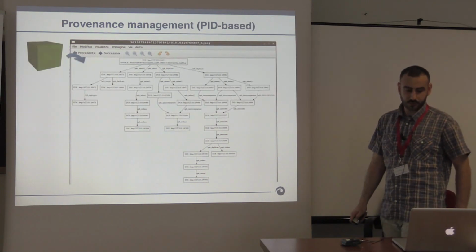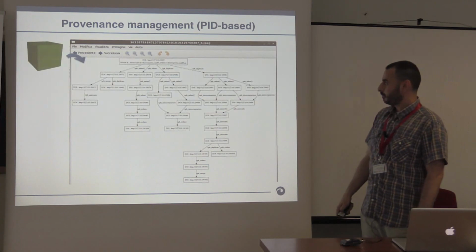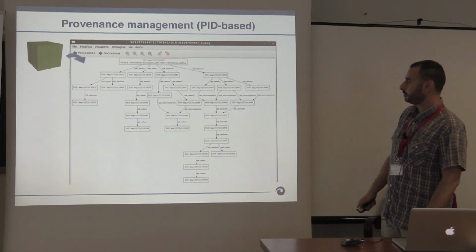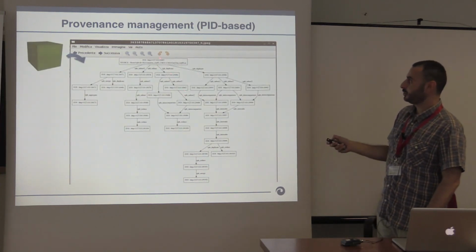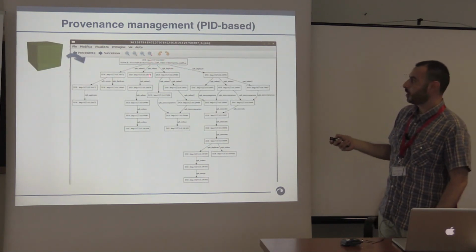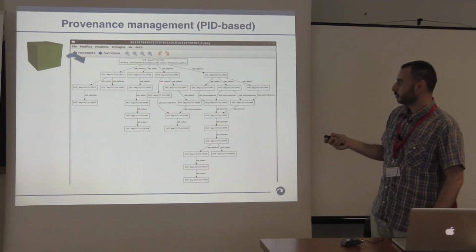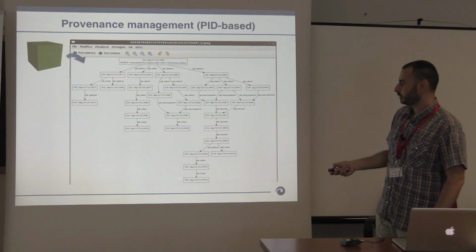Another example of provenance management. This is a more complicated example. As you can see, we have many branches starting from a single input cube. We have many branches, many operations to reach a set of outputs.